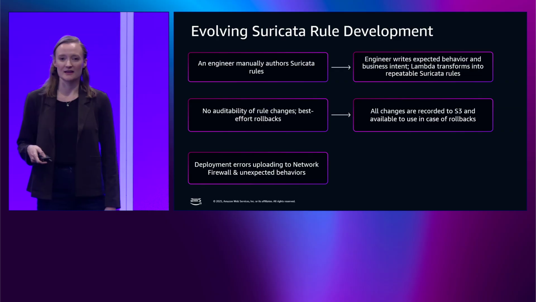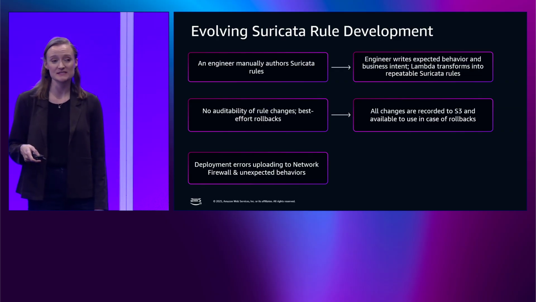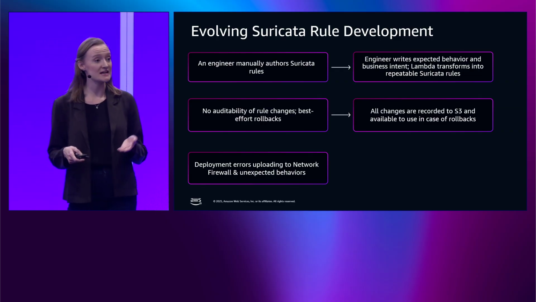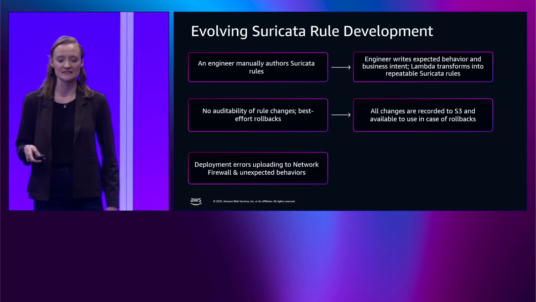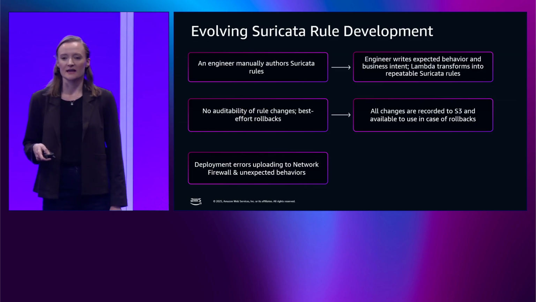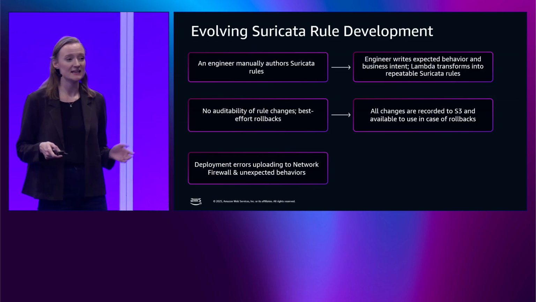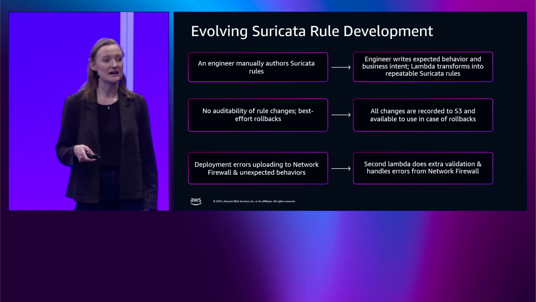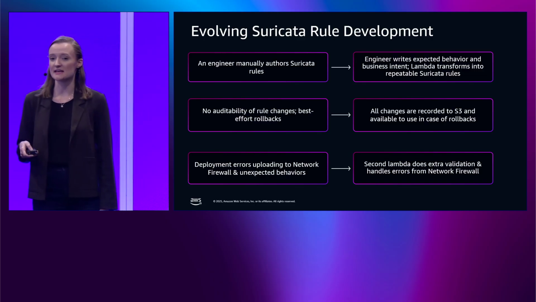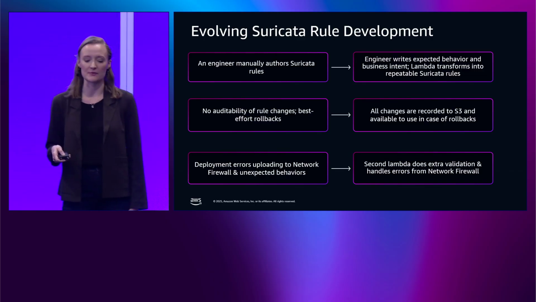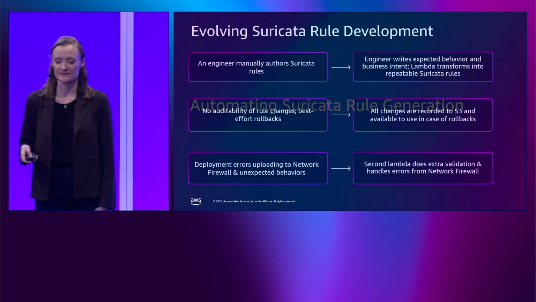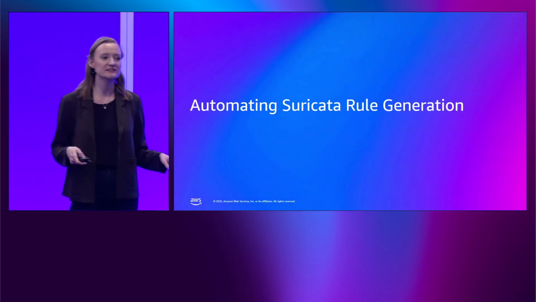Lastly, Suricata sometimes would error when you were trying to upload the rules directly to Network Firewall. And this has been replaced with a second Lambda that automatically validates and catches any errors in uploading these rules to the Network Firewall device. So without further ado, let's get into it.